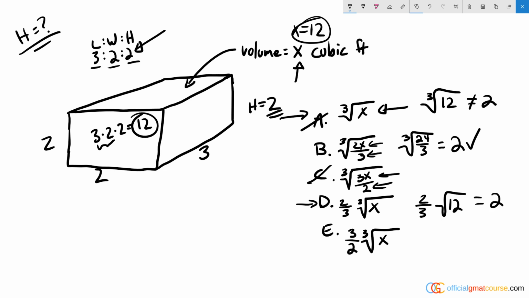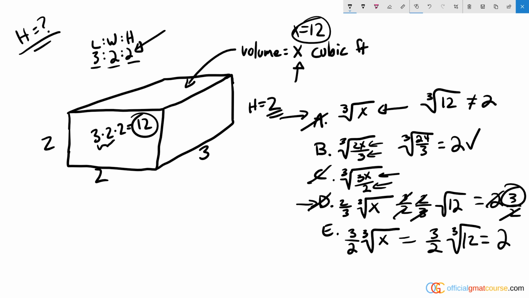Looking at D, I know that 2/3 of the cube root of 12, does this equal 2? Well, if I multiply both sides by 3 over 2, I will cancel this out, and I will get the cube root of 12 equals 3, which is not correct because that is not a true statement. So that must mean that 2/3 of the cube root of 12 is not equal to 2. So that is out.